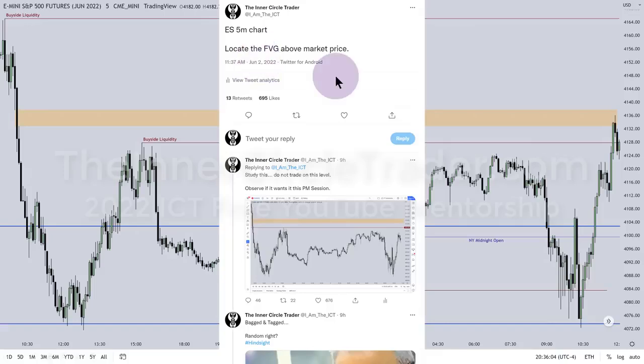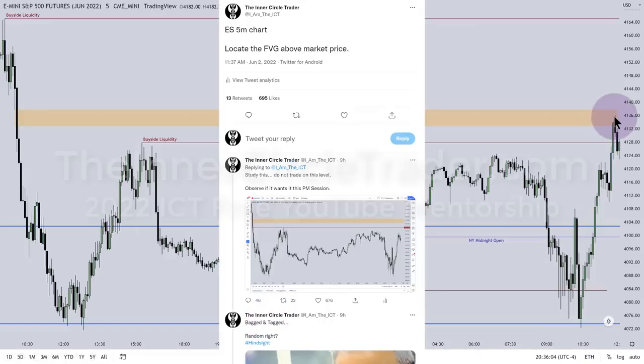But Twitter obviously has always been my playground. I've enjoyed it in the past, and you can see here the time, 11:37 a.m. This is local time, Eastern time. And June 2nd, I asked everyone on E-mini S&P 5-minute chart, locate the fair value gap above market price. That's this one here. Okay, so I gave a little bit of time for folks to look for it themselves, and then I gave this here. Okay, so the market was trading right there, and the draw on liquidity was here. Obviously you can see here, shortly after that, it was bagged and tagged, as it was trading up into that level there.